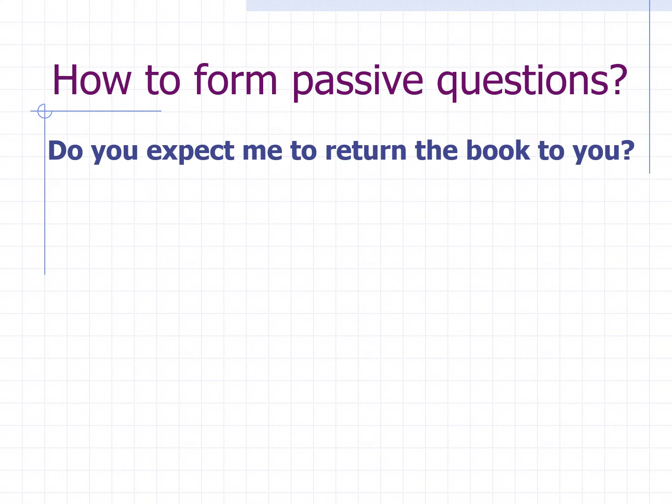Now, the first thing you need to do is to locate where the main verb is. Here's a question. There are two verbs in this question, expect and also return. So which one is the main verb? The answer is the first one, expect. The main verb usually comes at the beginning. So we have now identified the main verb, and now we know where the action receiver is, which comes right after the main verb. That is me.